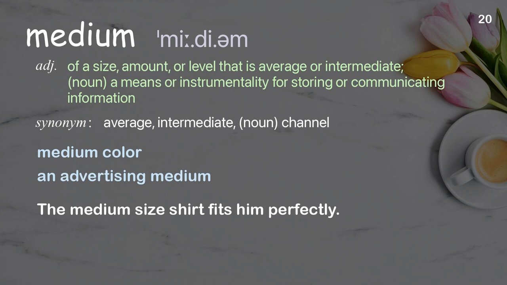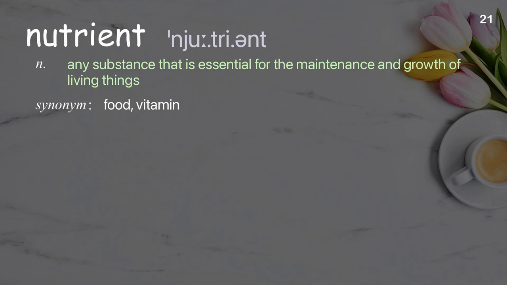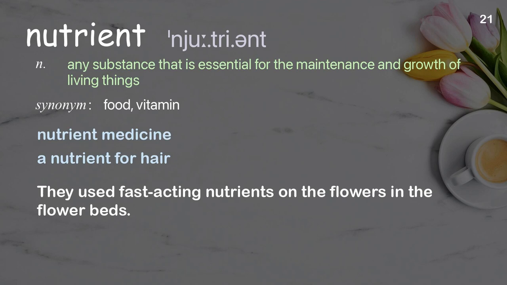Nutrient. Any substance that is essential for the maintenance and growth of living things. Examples. Nutrient medicine. A nutrient for hair. They used fast-acting nutrients on the flowers in the flower beds.